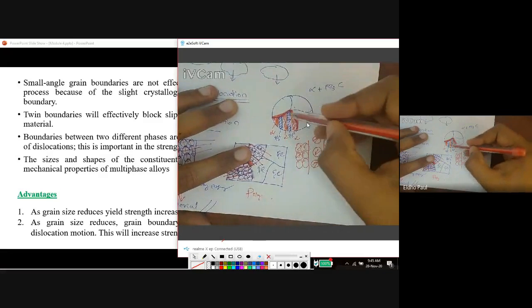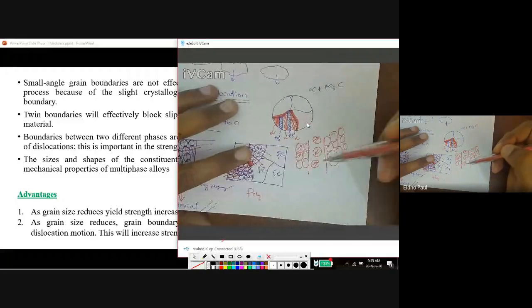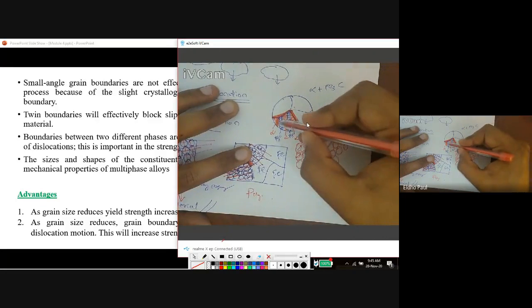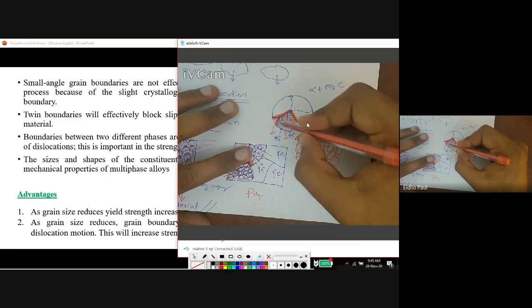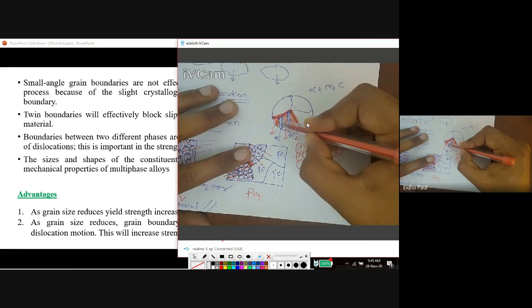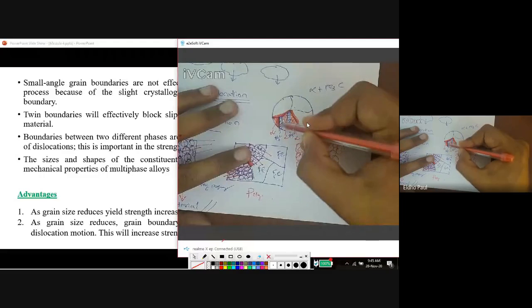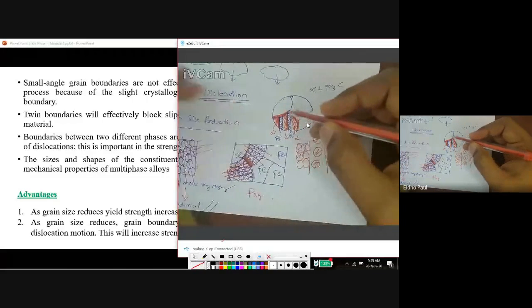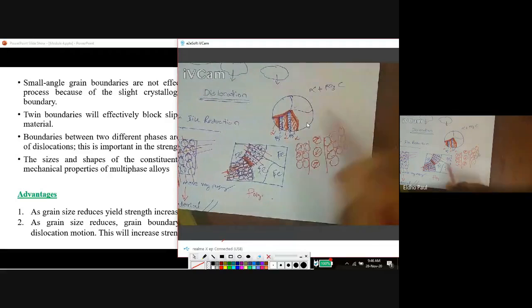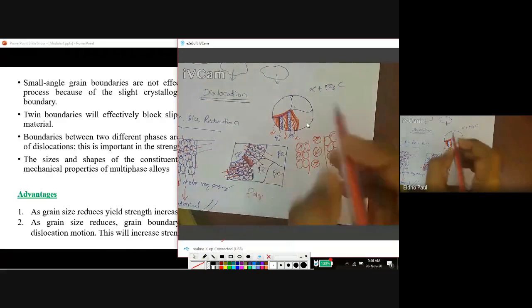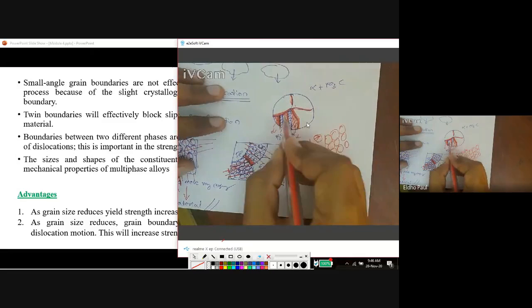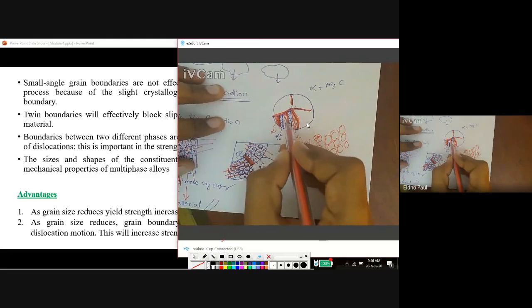But within the grain also, we have phase boundary. What is that? The phase boundary between the alpha phase and the Fe3C phase. This region is a phase boundary. So within the grain, we have a phase boundary also. This is called grain boundary, and within the grain, we have phase boundary also.